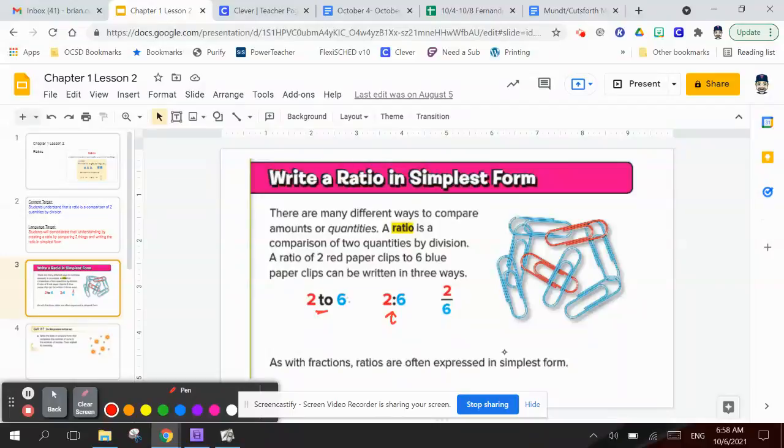So we know that 2 and 6 have a common factor of 2. So if I divide each of those by 2, 2 divided by 2 is 1. 6 divided by 2 is 3. So what they're saying here is that for every 1 red paper clip, there are 3 blue paper clips.